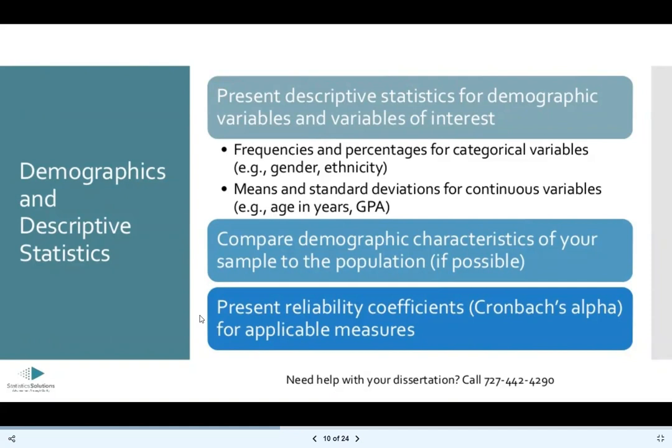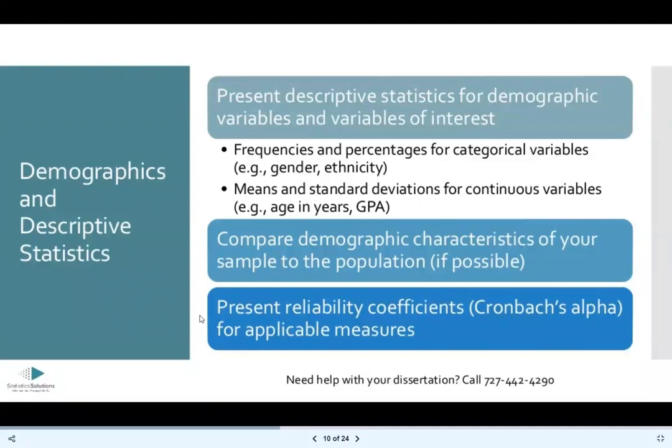If possible, you'll want to compare the demographic characteristics of your sample to the population so that the reader can have an idea of how representative your sample is. So if you do have population statistics, for instance, for things like breakdowns of gender or ethnicity in the general population, you'll want to compare those breakdowns with your sample to show the reader how close your sample is to those numbers. So this will tell them, did you roughly get the same proportion of men and women in your sample as there are in the population, or was it different? Did it deviate from that kind of normal distribution?